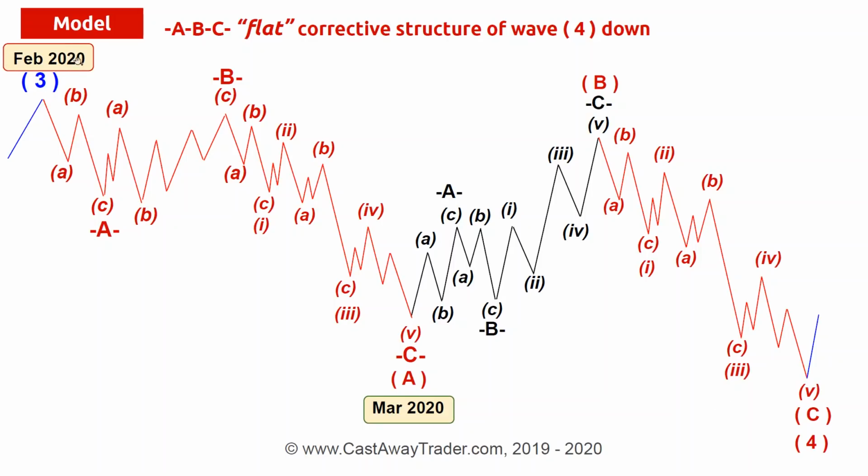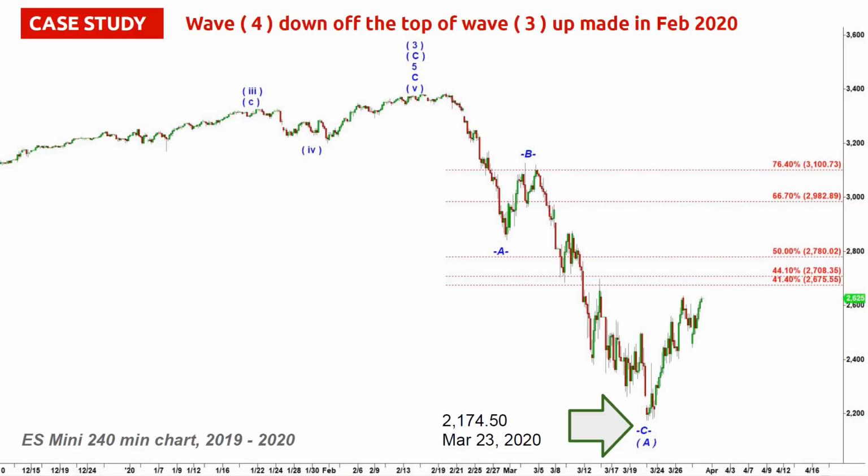Okay, if the top was made in February 2020, and we got the drop into the middle of March 2020, we had to be in that black rally, and that black rally is a corrective rally. It is structured as A up, B down, and C up, and once that corrective bounce is completed, we would get another leg down, and that leg down would most likely drop under the low made in mid-March 2020. So let's see how it works in real life.